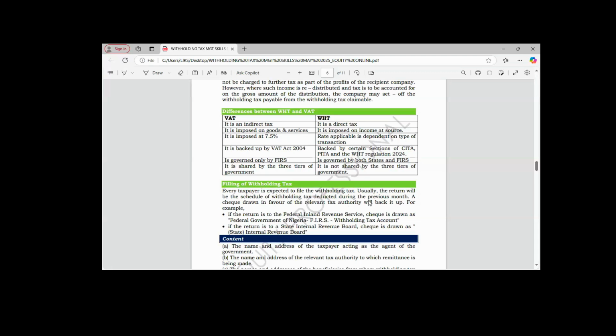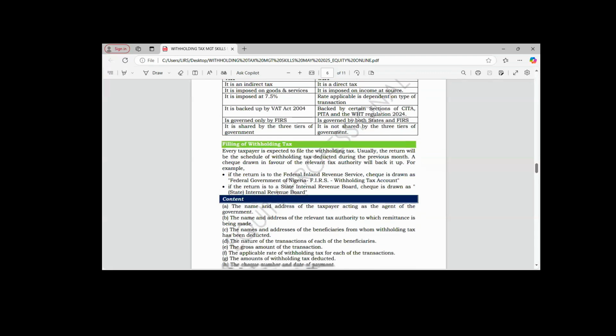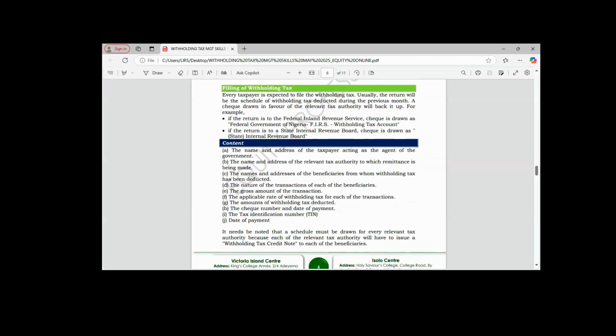TIN number or payer ID. There's going to be the transaction that you are going to charge the withholding tax on. There's going to be a transaction that you carry out, the gross amount of the transaction, the nature of the transaction, the rates that you are applying, the check number, date of the payment. All those information are content of what? Withholding tax schedule that will be prepared by what? By the agent.